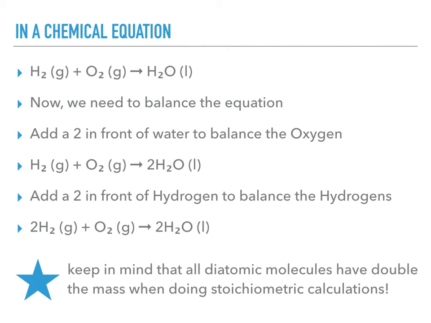Don't forget that when you use diatomic molecules in stoichiometric equations, you must double the mass that is seen on the periodic table, since the elements occur in pairs.